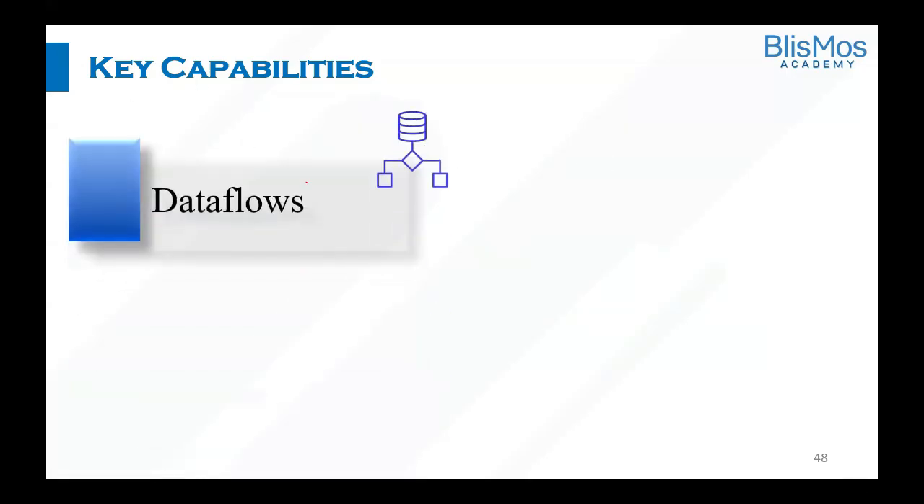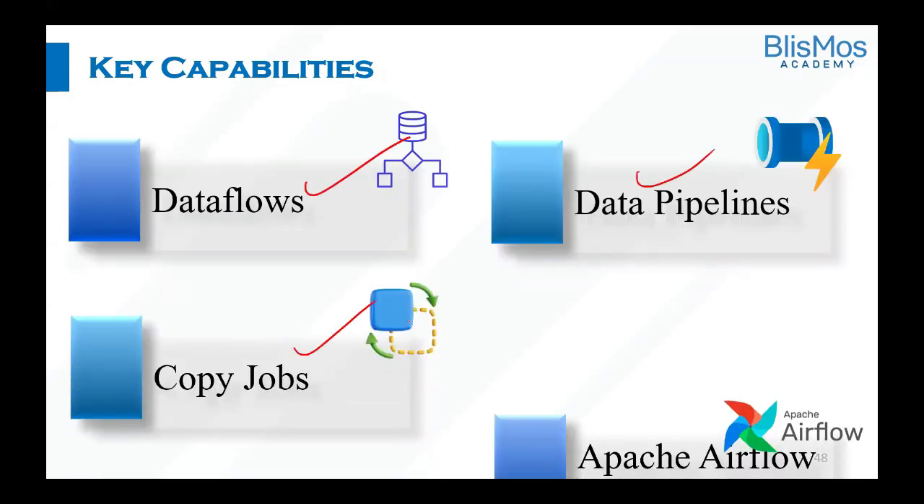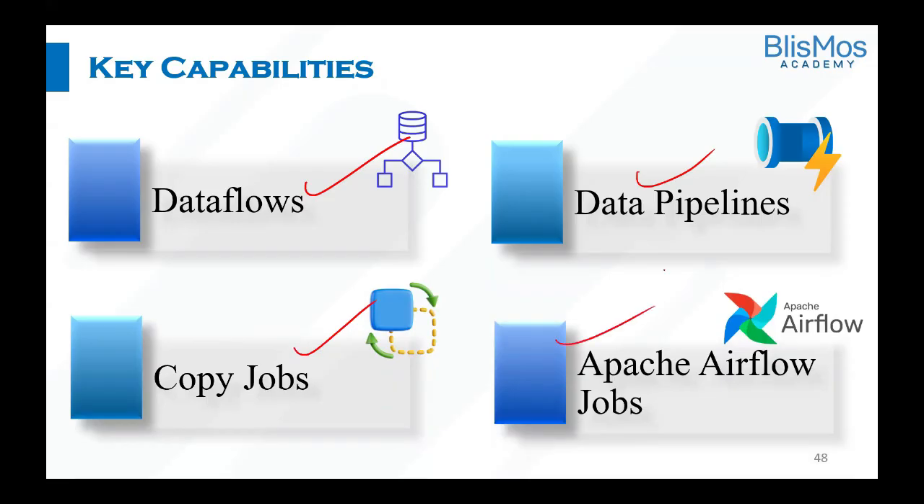Okay. So capabilities are, one is data flow. Second one is data pipelines. Third one is copy jobs. The fourth one is Apache Airflow for orchestration. Let us look at them one by one.